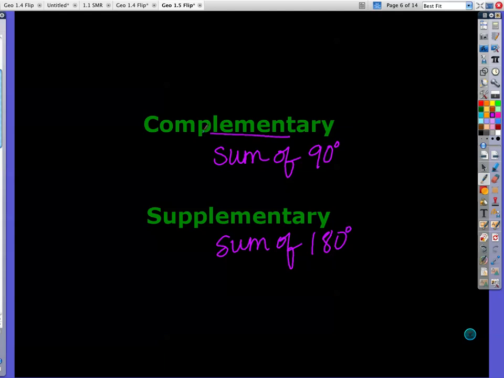Compliment, you give a compliment to somebody, shake their hand, your arm forms a 90-degree angle, so then you have a sum of 90 degrees. The other one is supplementary, it's 180 degrees. If you have a better way of remembering that, let me know so we can share it with the class.